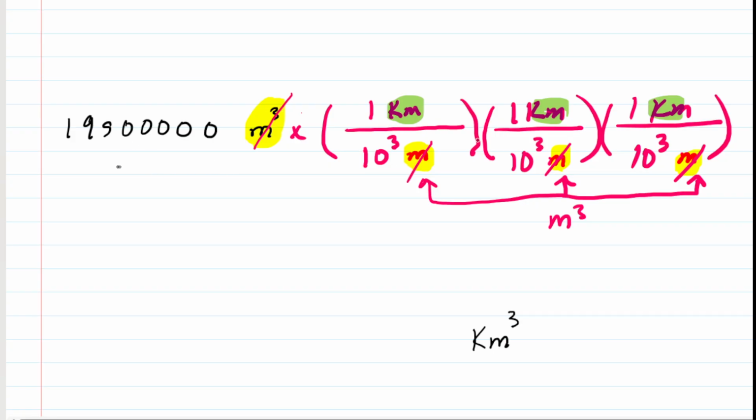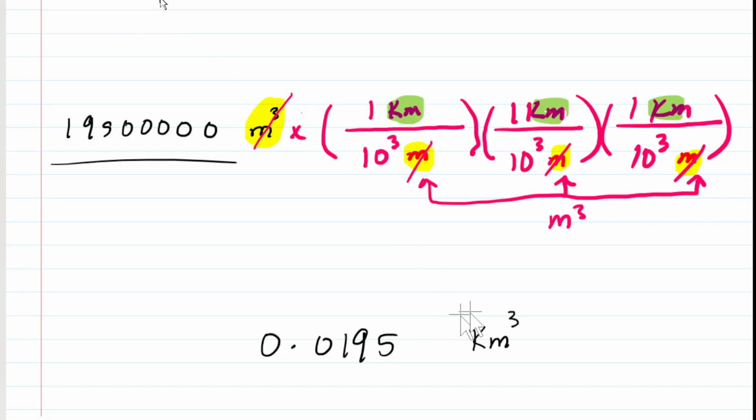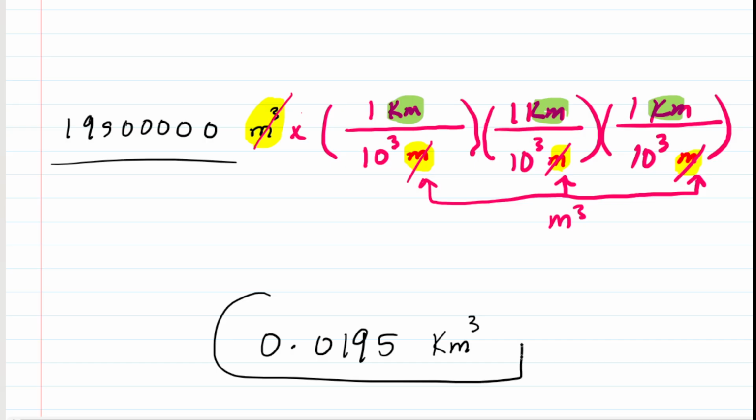So let's take this large number and then multiply it by 1 over 10 to the 3 three times. Alternatively, you can divide by 10 to the power of 3 three times. And when you do that, you will get a final answer of approximately 0.02 if you round. You can also say 195 if you want to get specific. That would be the correct number of kilometers cubed, and this indeed is the final answer to this question.